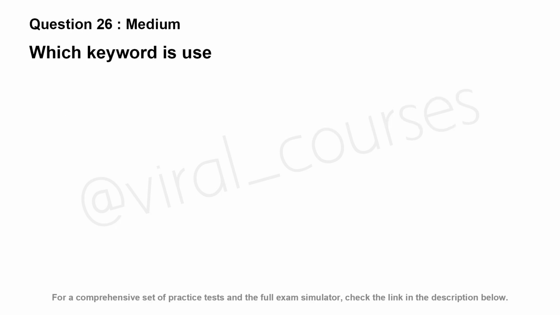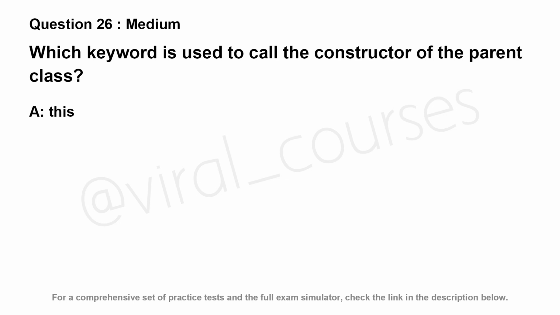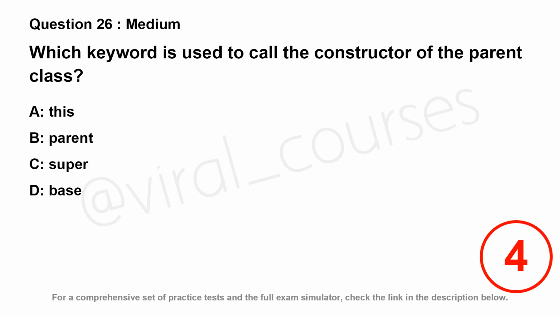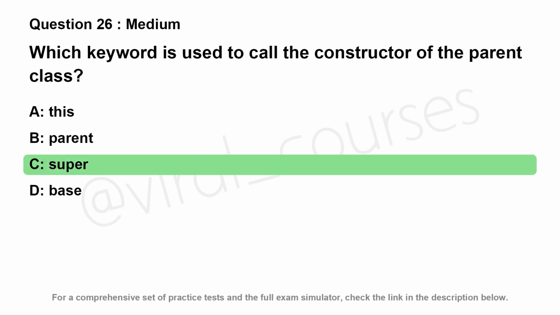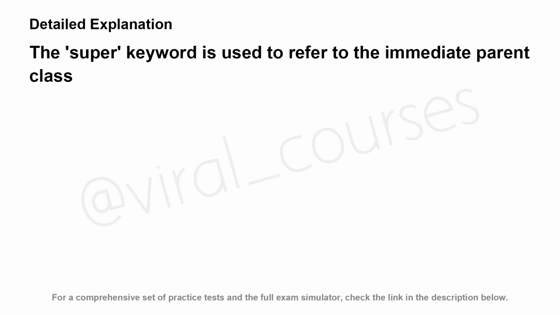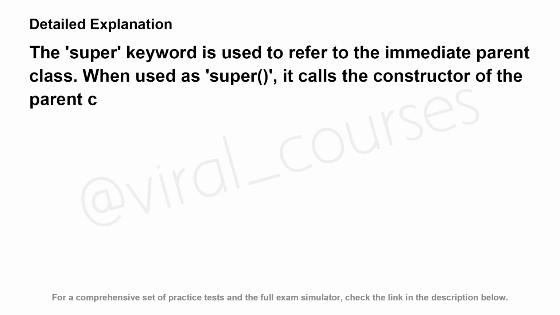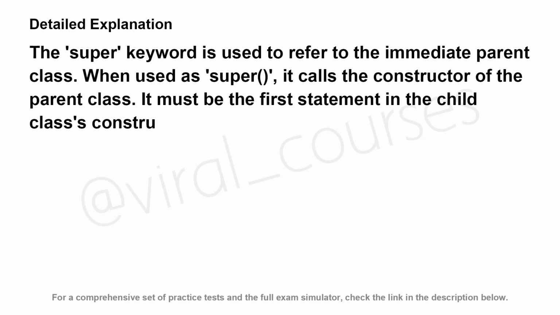Which keyword is used to call the constructor of the parent class? Option A, this. Option B, parent. Option C, super. Option D, base. The correct answer is C. The super keyword is used to refer to the immediate parent class. When used as super(), it calls the constructor of the parent class. It must be the first statement in the child class's constructor.